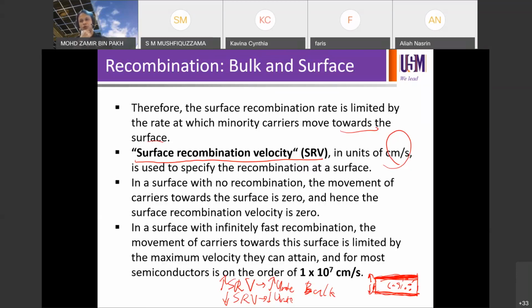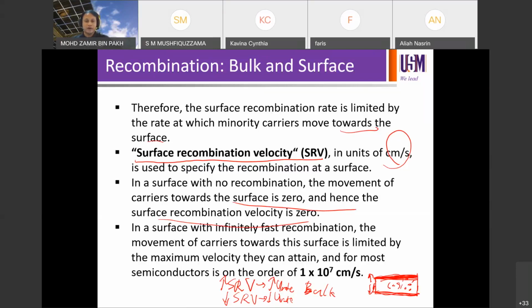You don't want them to recombine, okay? So you want to have low SRV. You don't want to have high SRV. We're going to see later on a device where this is going to be clearer. So in a surface with no recombination, the movement of carriers towards the surface is zero. Ideally, you can say it's zero, but in practical cases, we won't have zero, but we will be able to have low SRV. So in the ideal case, your SRV will be zero, but in the real case, no. But you want to have low SRV in all cases.